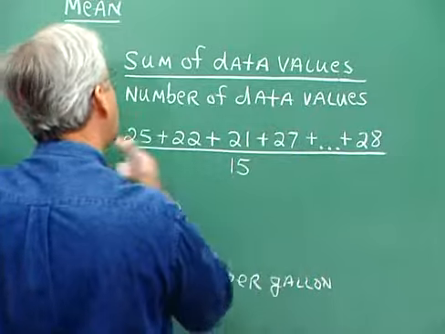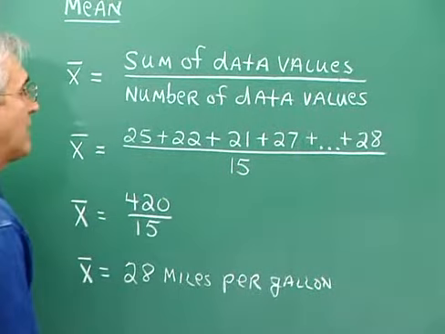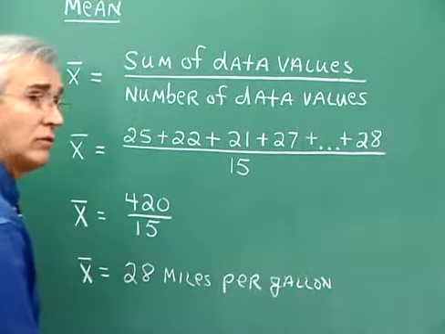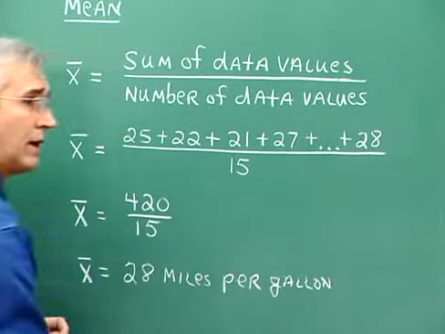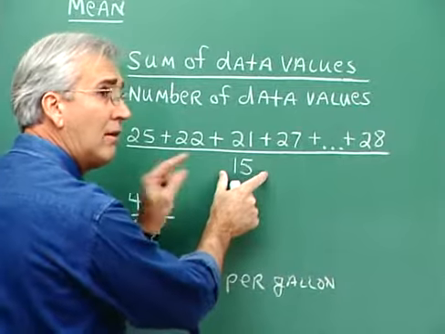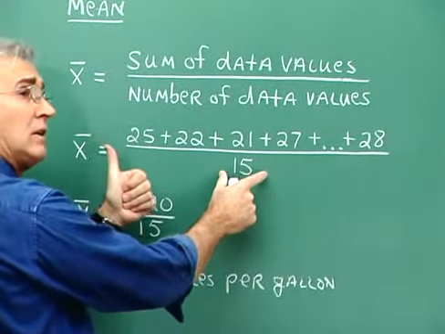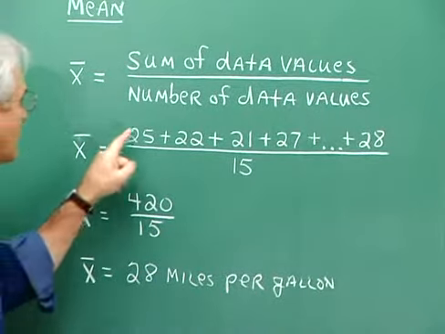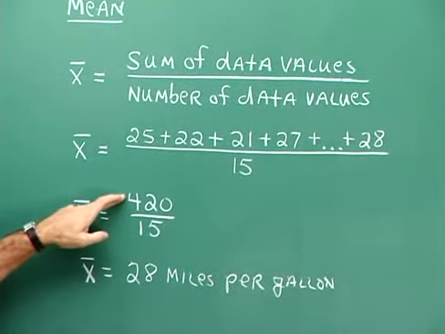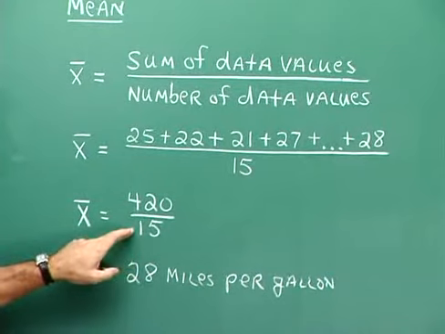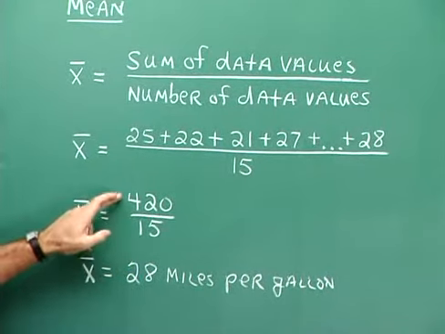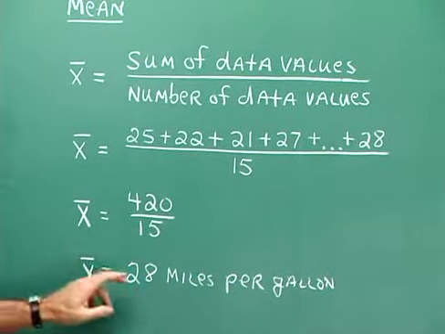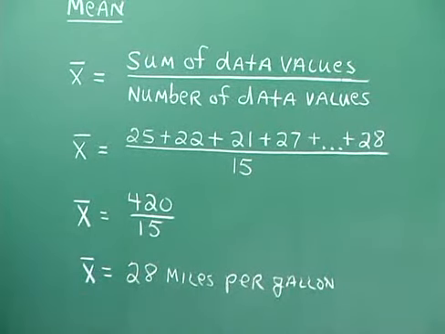And if we're talking about the information that we have here, then we add all of these miles per gallon ratings. We add all of those together in the numerator, and we divide by the number of items that we have. We have 15 automobile mileage ratings over here, so we're dividing by 15. Now, the sum in the numerator turns out to be 420. In the denominator, we're dividing by 15. So 420 divided by 15 is 28. So x bar, the mean, is 28 miles per gallon.